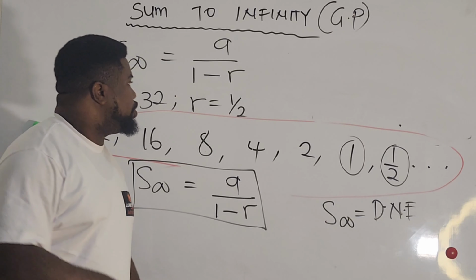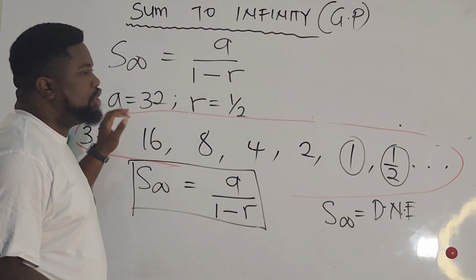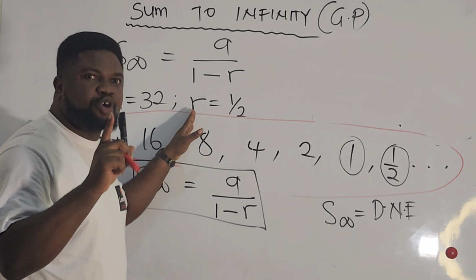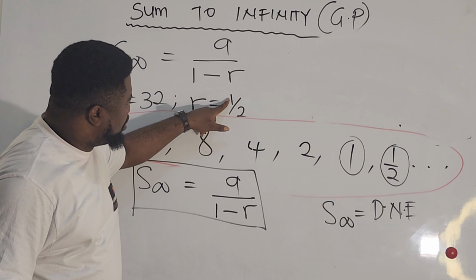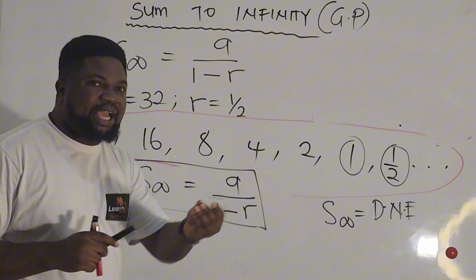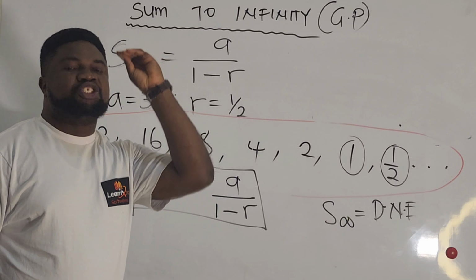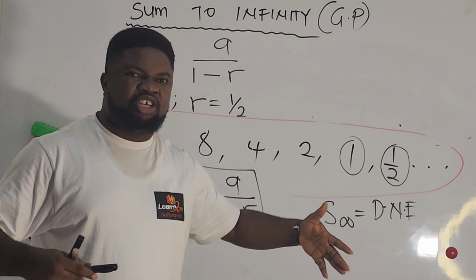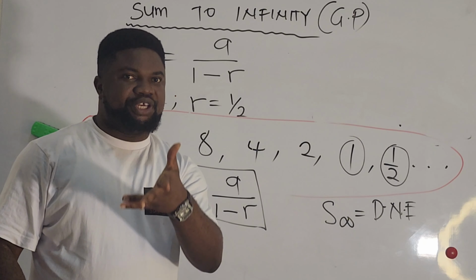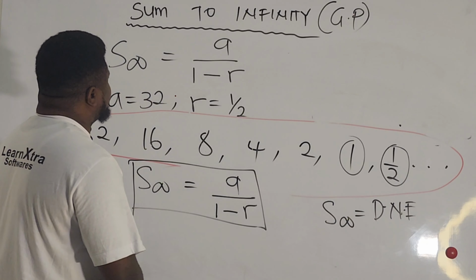Whenever you have your common ratio and your first term, you can sum to infinity, provided your common ratio is a proper fraction, small over big. If your common ratio is bigger than 1, you can't sum to infinity. Before I can sum to infinity, the sequence must be converging. The sequence must be going from big to small. Yeah, that's it. So let's solve this.